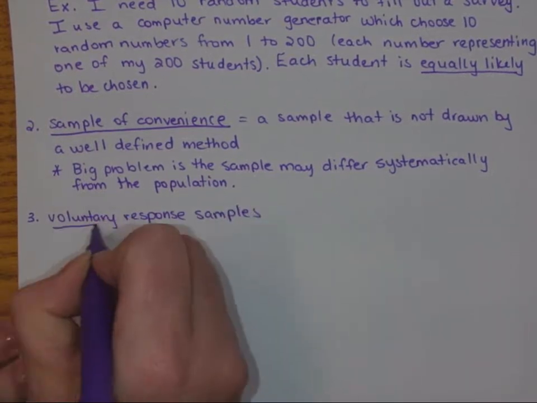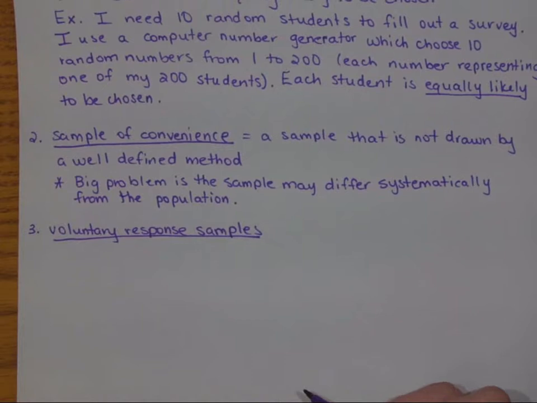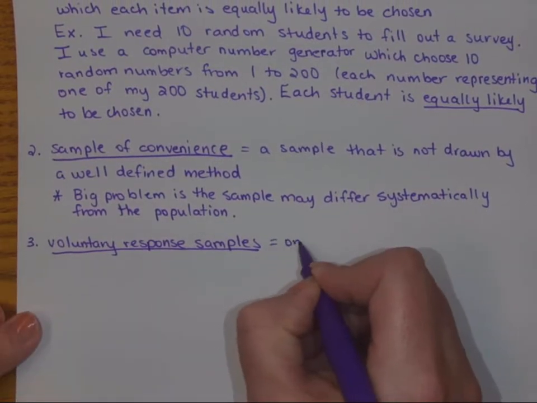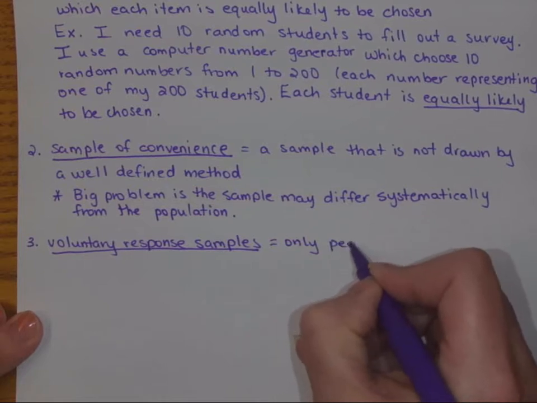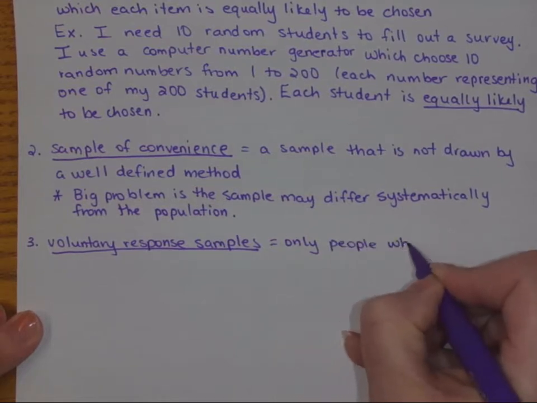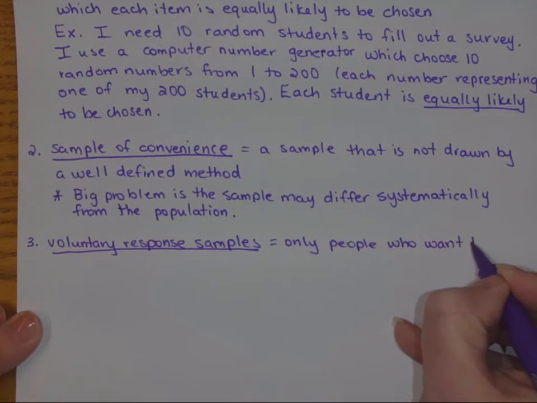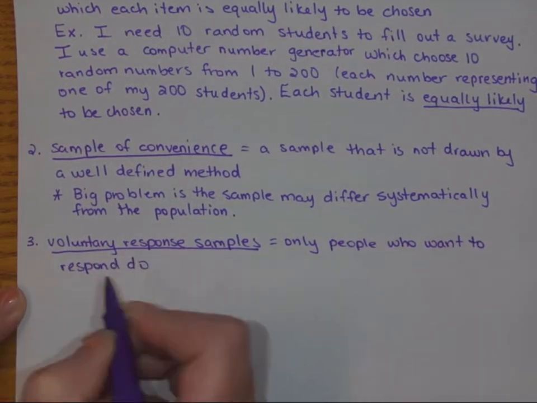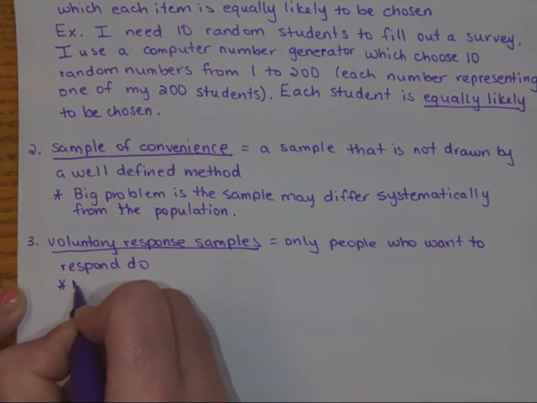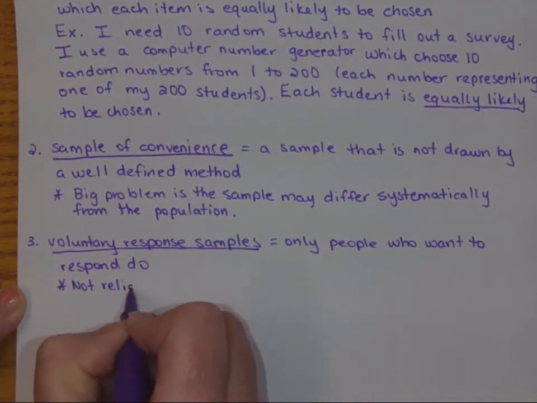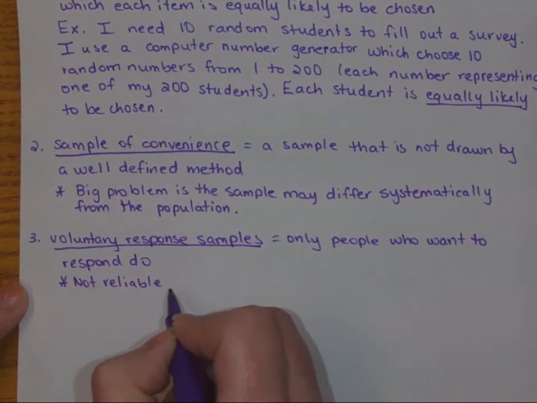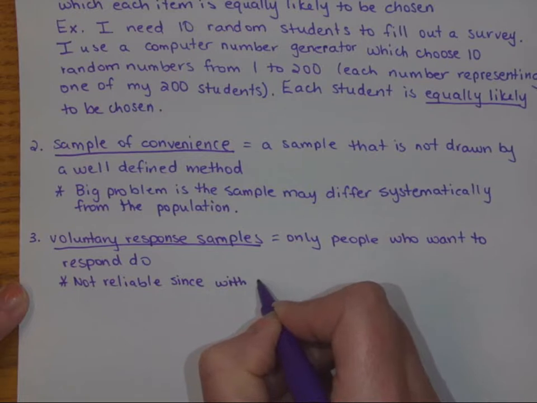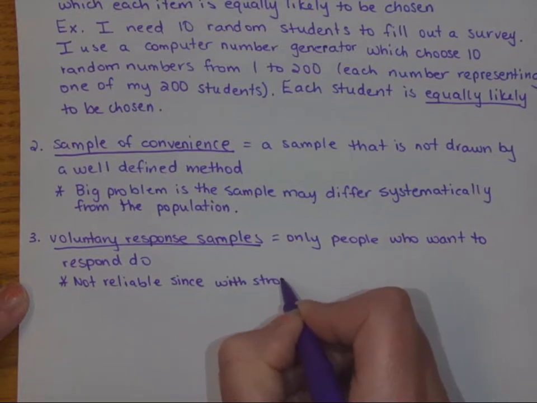So a third type of sample draw can be a voluntary response sample. Voluntary meaning someone has to choose to do it. So basically only people who want to respond do. And there's problems with this too. This is not reliable, since people with strong opinions one way or the other typically will respond more so than someone without strong opinions.